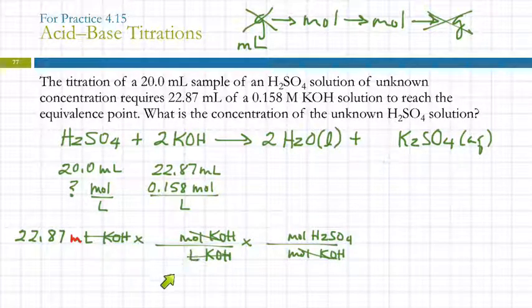So here I've got moles per liter. That's the concentration of potassium hydroxide that I was given. So 0.158 moles in 1 liter. Mole ratio comes from the coefficients here. 1 mole of H2SO4 needs 2 moles of KOH. So if I do this, I get 22.87 times 0.158 divided by 2.